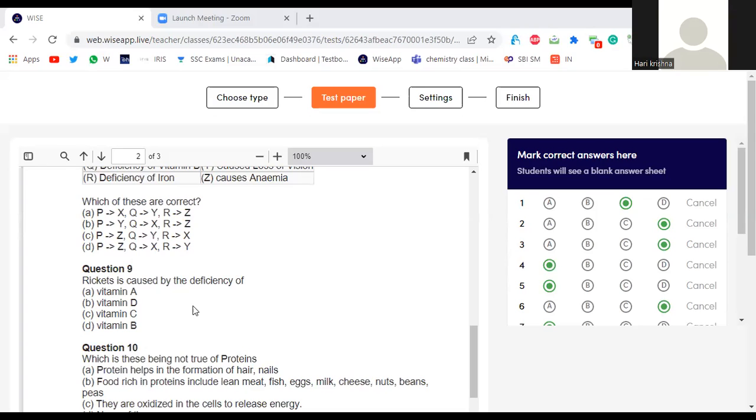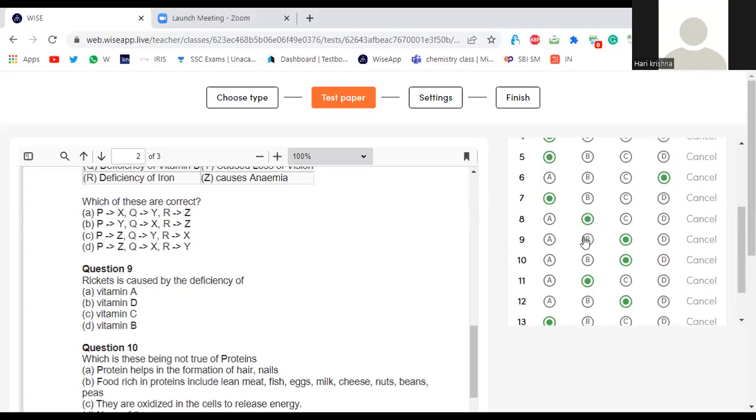Okay. So rickets is caused due to deficiency of vitamin A, vitamin B, vitamin D, vitamin C. Sir, but in the option it is written vitamin C. Okay, that is the vitamin D option, correct? I mean, some options you have given wrong, sir. Yeah, I will adjust now. Ninth is B. That is vitamin D actually. Okay.